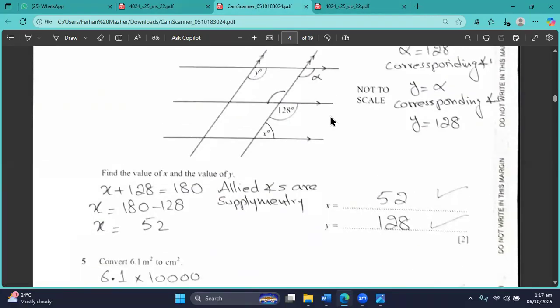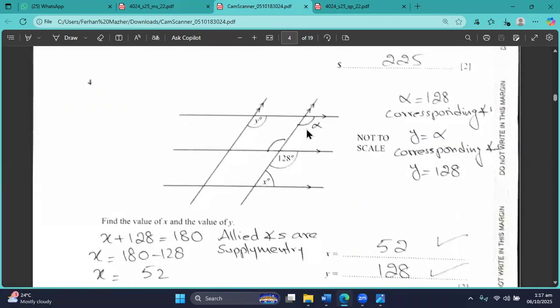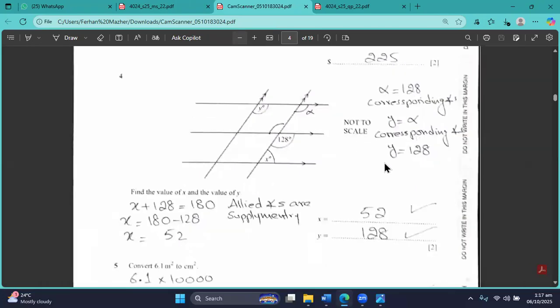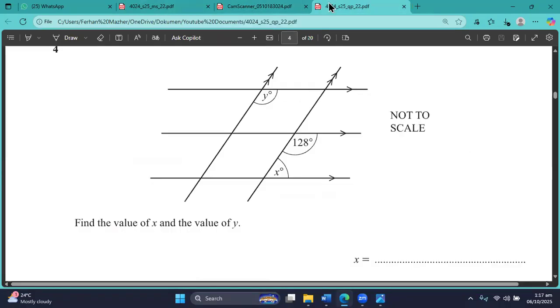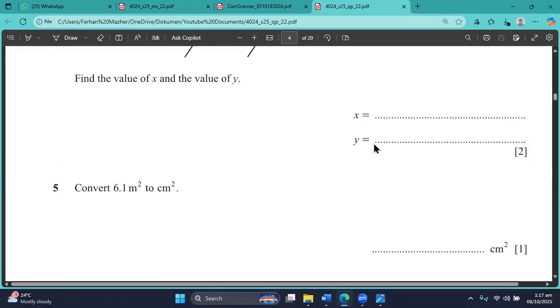So let me show you. Here we have done. So this alpha will be equal to 128. The reason is they are corresponding angles. And this alpha and this Y will be equal, because they are also corresponding angles. So Y will be equal to 128. So this is how this is done. Question number 4: X is 52, Y is 128. So this is how you do question number 4.